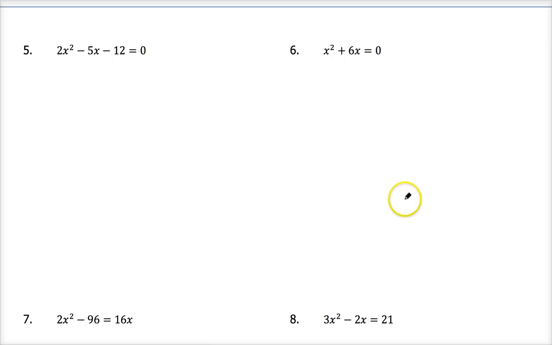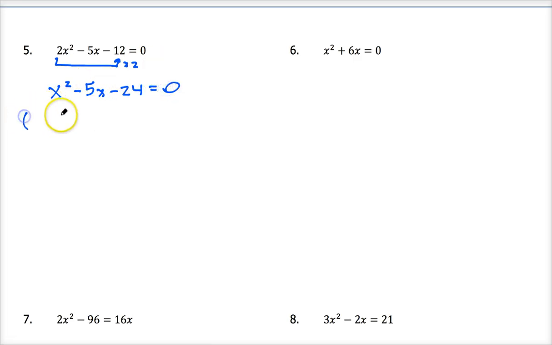Okay, going on to number 5, we have 2x squared minus 5x minus 12 equals 0. So this is a trinomial, but the leading coefficient is 2, and because there's no GCF, that makes this a slide and divide problem. Okay, so we'll slide our 2 over, and this becomes x squared minus 5x minus 24 equals 0.